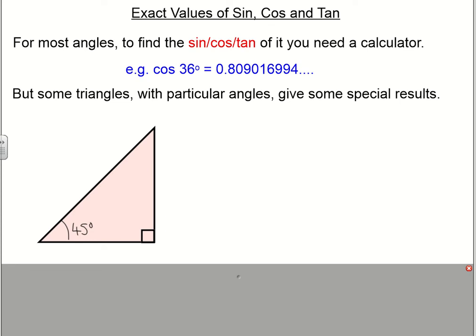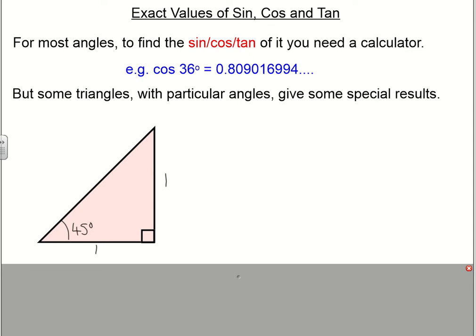So for a 45-degree triangle, which is based on a square that's been split diagonally, the length and the height are the same, and we say that they are 1 each. So 1 and 1. The units don't matter because we're just looking for values here. You can apply it to any triangle of any units, meters, centimeters, millimeters, doesn't matter.